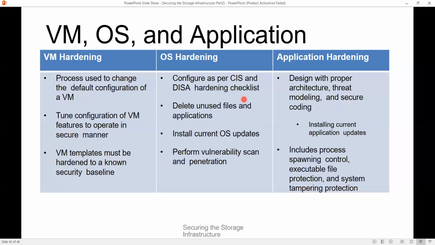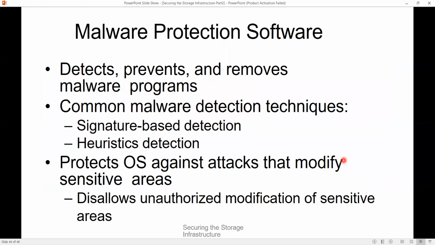Application hardening. Application hardening ensures that our application is secure enough and not vulnerable to any kind of virus. This also includes managing the child process, which is process spawning control. We have the parent processes and child processes, all ensured against any kind of malicious act. Then we have the malicious software protection.